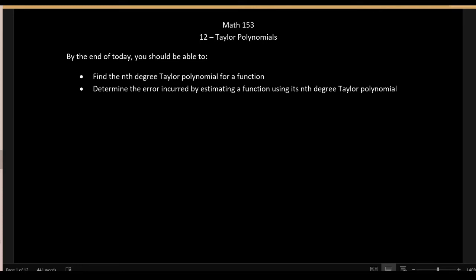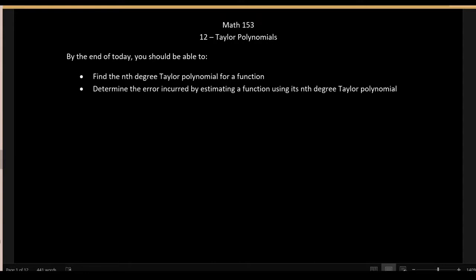Today we conclude this section of the course concerning series and sequences. After this we're going to have our first midterm and then we're going to move on to three-dimensional space and vectors. To finish today, let's talk about Taylor polynomials.